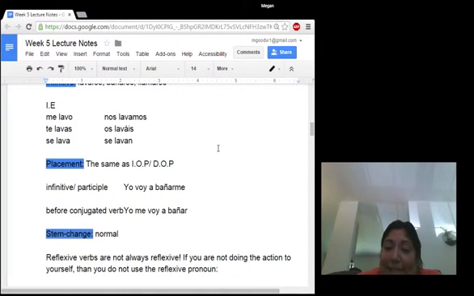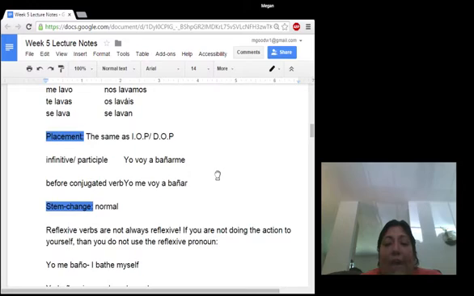The placement of the reflexive pronoun is the same placement as your indirect object pronoun and your direct object pronoun. You have two options. You can place it on the infinitive or the participle. For example, yo voy a bañarme. Or you can place it before the conjugated verb. Yo me voy a bañar. Now remember, if you place any pronoun before the conjugated verb, you cannot go wrong.